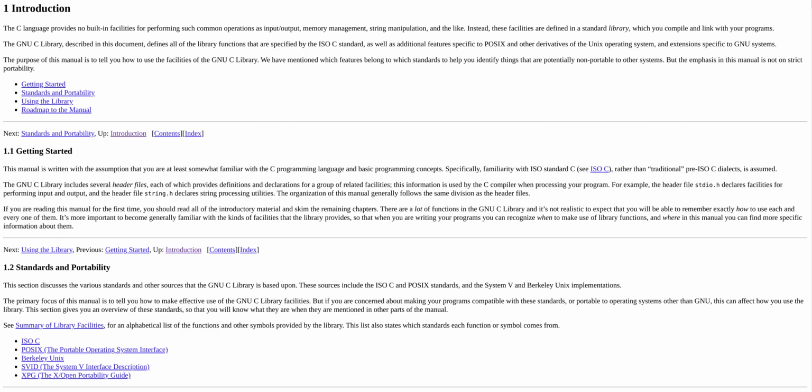1.1 Getting started. This manual is written with the assumption that you are at least somewhat familiar with the C programming language and basic programming concepts. Specifically, familiarity with ISO standard C, rather than traditional, pre-ISO C dialects, is assumed. The GNU C library includes several header files, each of which provides definitions and declarations for a group of related facilities. This information is used by the C compiler when processing your program.